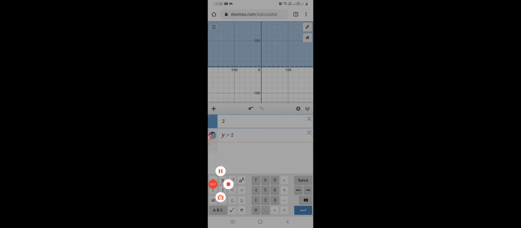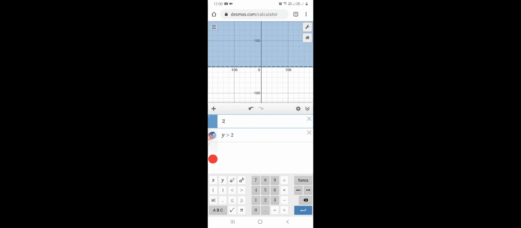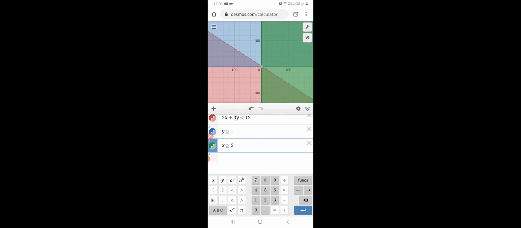2x plus 3y less than 12. So this is the graph represented. The next one is x greater equals to 2, y greater equals to 1. So y greater equals to 1. So let me do that first, and then x greater equals to 2. Right? So we already have these 3 inequalities.